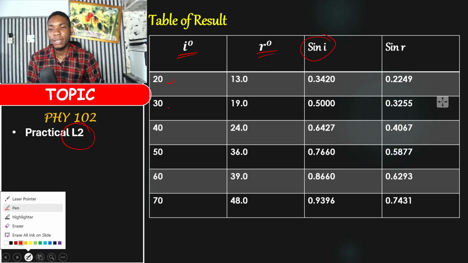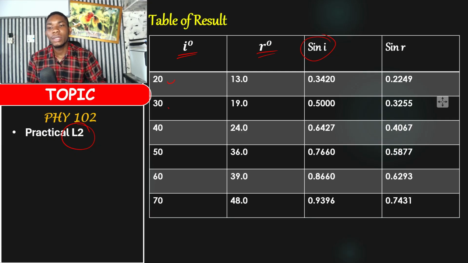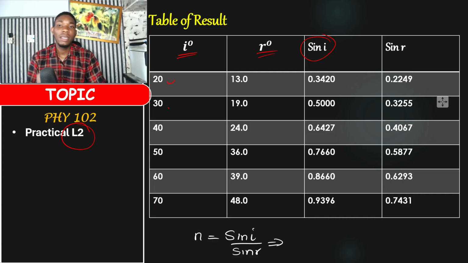Now listen, there's something you need to know. I told you that the refractive index formula I gave was n as what? Sine i over sine r, right? So your slope will give you the refractive index in this particular one too. However, we need to actually see if our values are correct or not. I doubt if they will be correct.